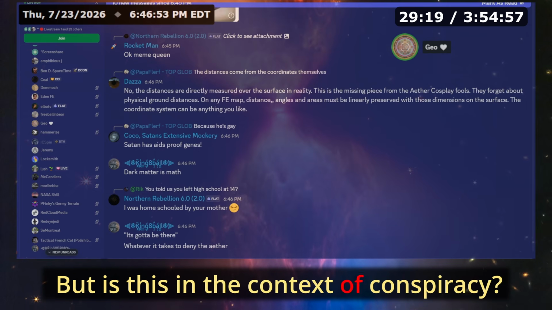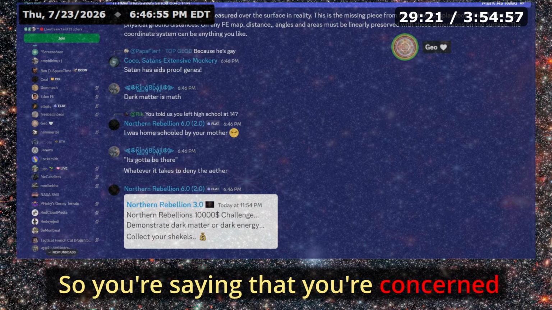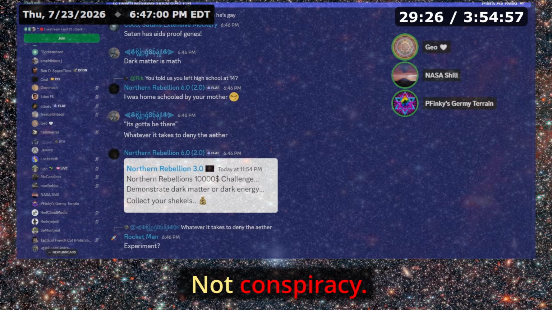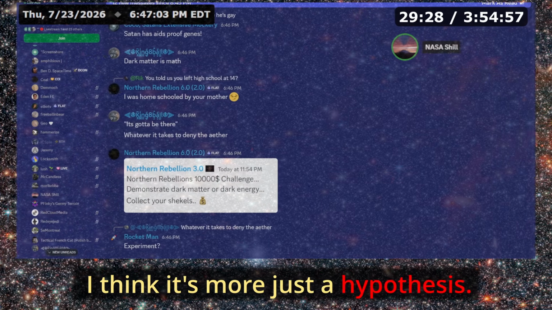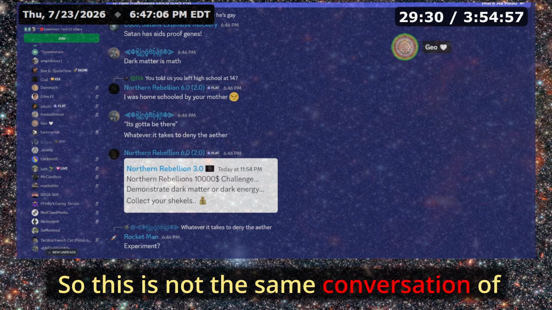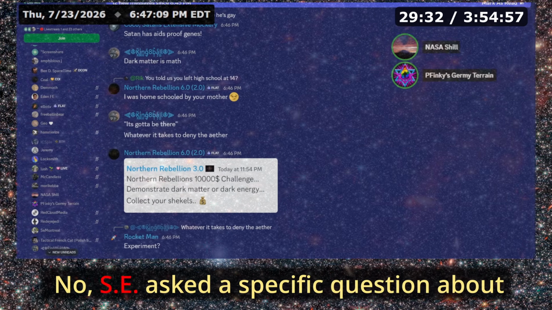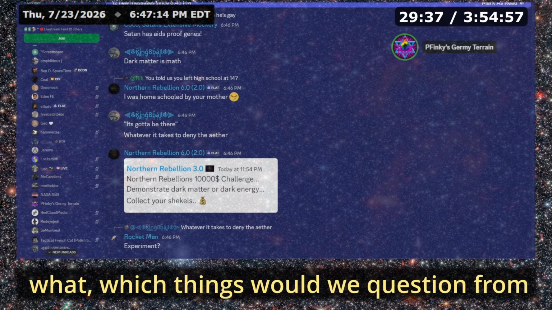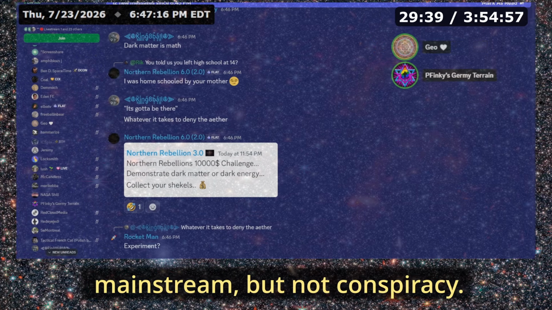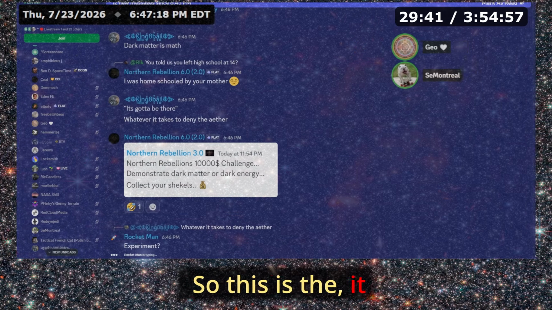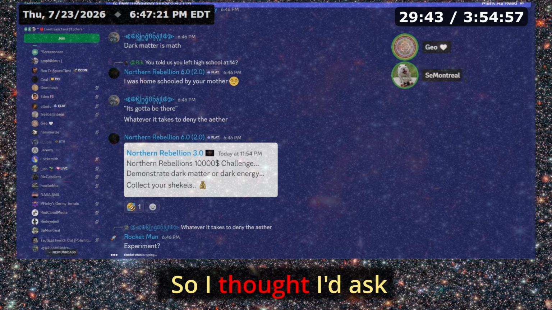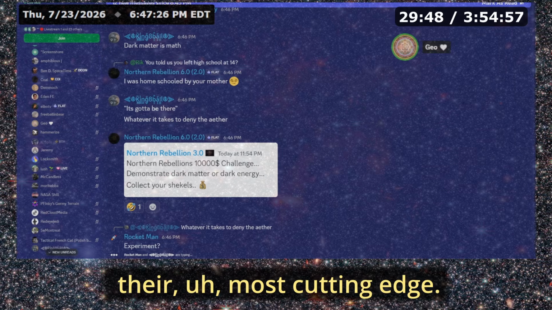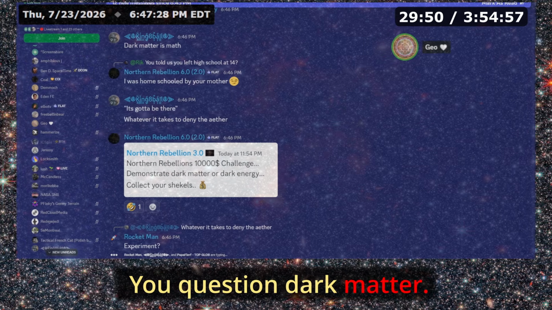But is this in the context of conspiracy? So you're saying that you're concerned that dark matter is a conspiracy? Not conspiracy. No, I think it's more just an explanation. It's a hypothesis. So this is not the same conversation as the conspiracy thing? It's similar. No. Essie asked a specific question about which things we would question from mainstream, but not necessarily conspiracy. So this is the cutting edge. NASA said he doesn't question anything, so I thought I'd ask it in a different way. So NASA Shill, this is your most cutting edge. You question dark matter. One of them, yeah.